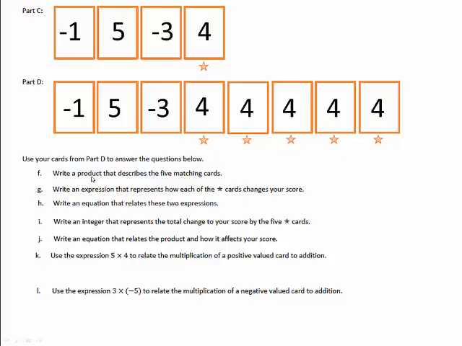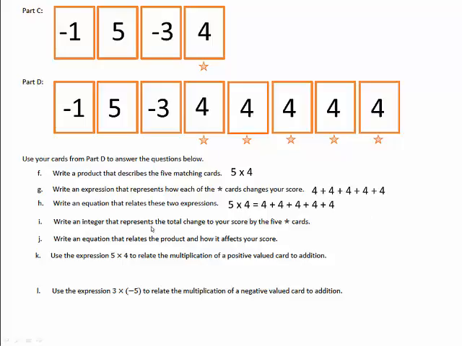First, we're going to write a product. Remember, that means multiply, a multiplication problem that describes the 5 matching cards. Well, here are my 5 matching cards. They're all 4s. That's like 4 plus 4 plus 4 plus 4 plus 4, or 5 times 4. And if I want to write an expression that represents how each of the star cards changes my score, well, adding 4 is going to increase my score 5 times. So that's going to be 4 plus 4 plus 4 plus 4 plus 4. Now if I want to relate these 2 expressions, they're equal to each other. We know that multiplying 4 times 5 is the same as adding 4 together 5 times.